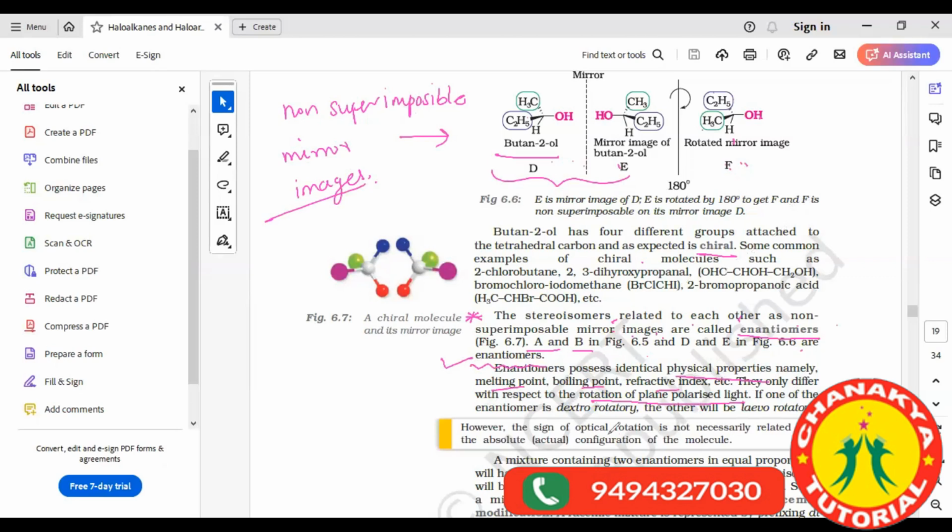So one would be dextrorotatory and another would be levorotatory. These things you need to keep in your mind about the enantiomers. Clear? Yes? Yes, ma'am. Fine.